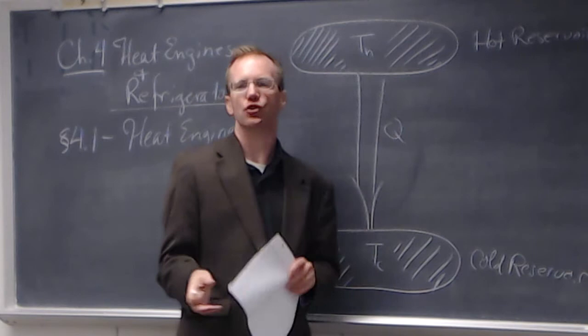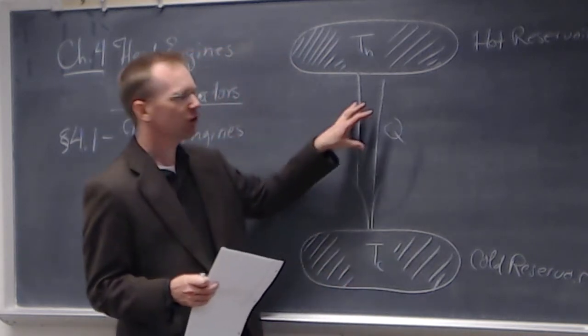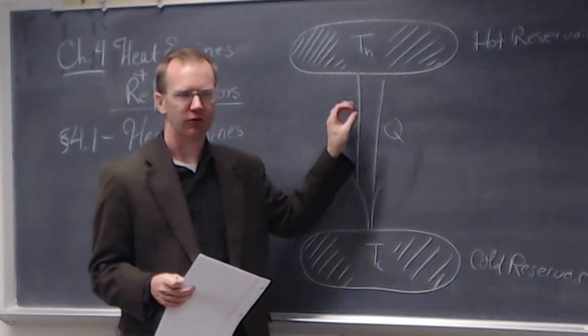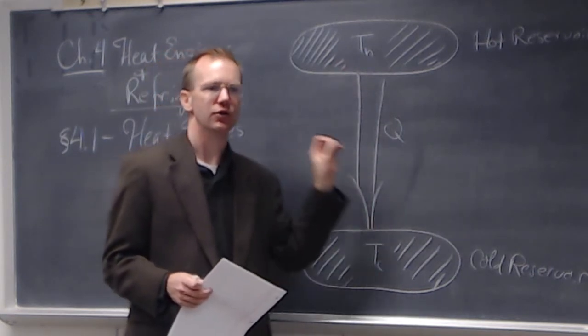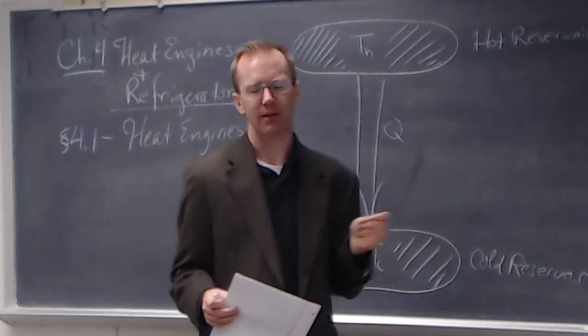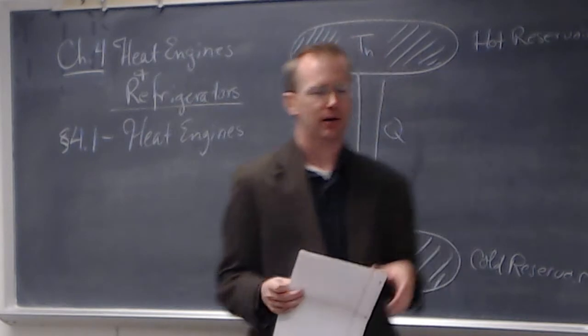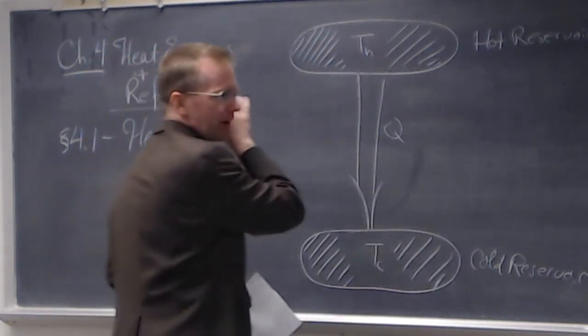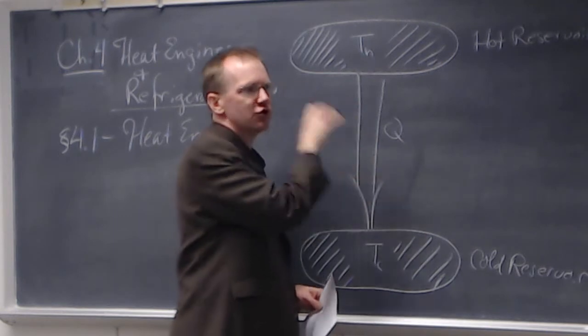Okay, so what can we do? It turns out we can actually produce useful work by interrupting that heat flow and extracting some of the energy that would flow in the form of heat and turning it into work. Remember, energy can't be created or destroyed, but it can change form. So we interrupt this and turn that energy from flow of heat into work.